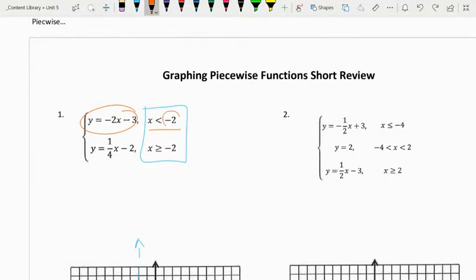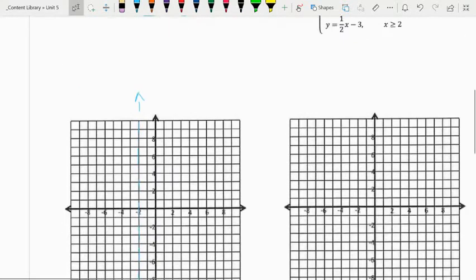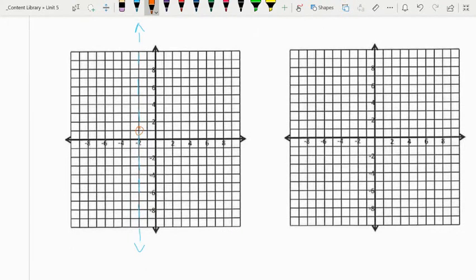The big thing is sometimes it makes more sense to take our x value or our boundary and plug it in, and then we know exactly where to start on the graph. So if we plug -2 into our equation, we would end up getting 4 minus 3, which is 1. That means we would start at 1, and then we move our slope of -2. This would be an open circle at 1 because our inequality here is just less than. So open circle at 1, and then we move our slope of -2.